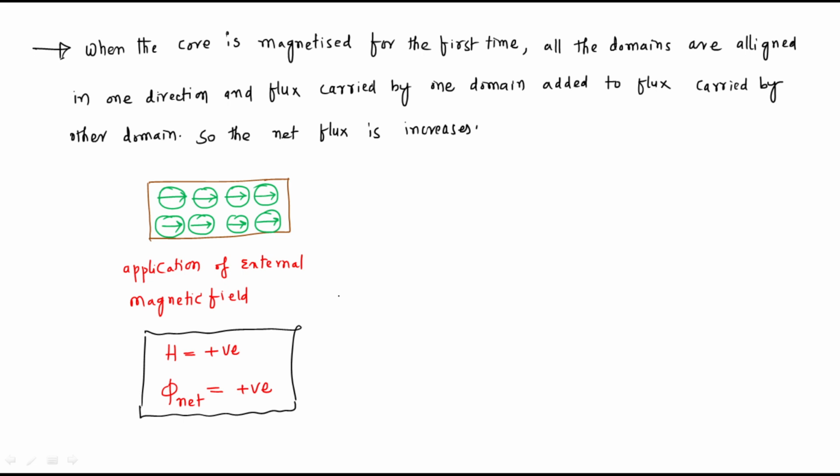The process to provide the external magnetic field is nothing but magnetostriction. This is the tendency of a magnetic material to change in its dimension when the core is subjected to magnetic stress. Previously there is no external magnetic field, but in the second case there is.